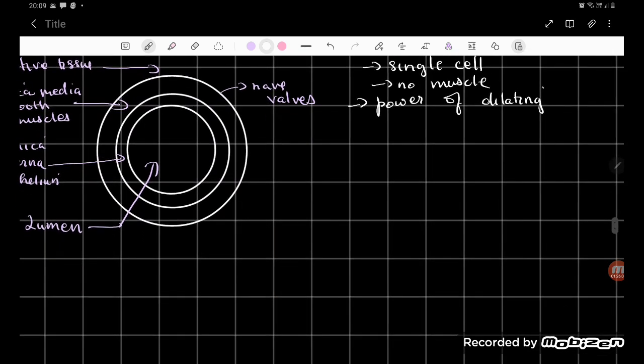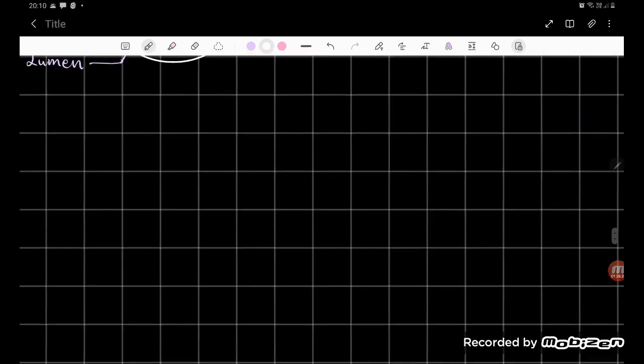Something you have to remember is they're gonna ask you a sequence from the arteries to the veins. It starts from artery, branches into arterioles. From arterioles it goes to capillary. From capillary it goes to venule. From venule it goes to the vein. That's the small sequence you have to remember.